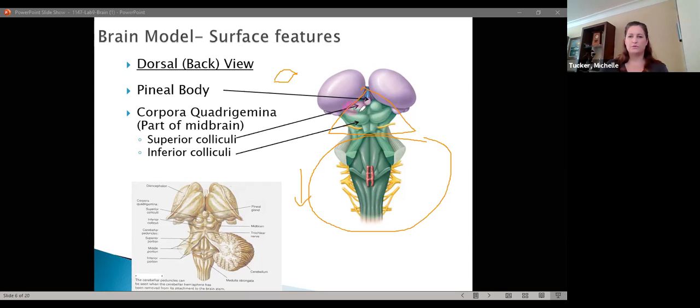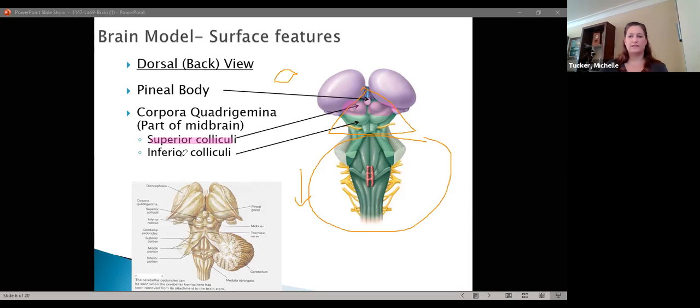Then there are two large round structures. Those are the superior colliculi. The superior colliculi are involved in visual tracking. So if you're catching a football and you're watching it go across the sky, if you're watching a bird, if you're watching cars as they are going by, any of that visual tracking is the superior colliculi.